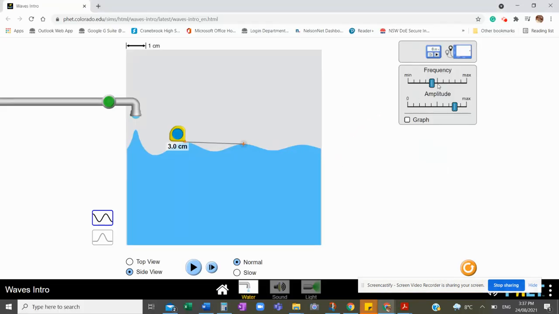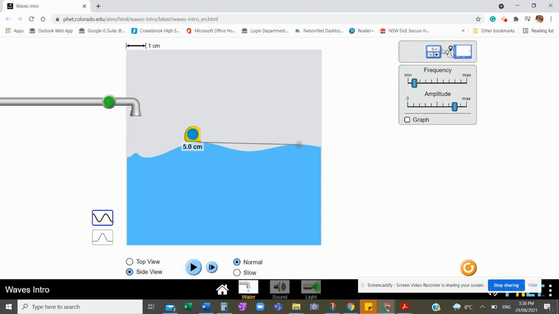So let's start with the frequency of 1. So let's take it all the way down to the first little tick there. And let's go play. You can see how much that's dripping there. Now I need to stop it here and let's measure it. So let's put that one in the middle of that wave. You notice I'm measuring from crest to crest here. Okay, so that's 5 centimeters. So with frequency of 1, the wavelength equaled 5 centimeters.